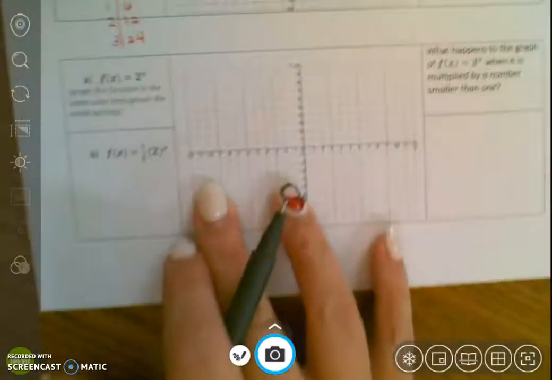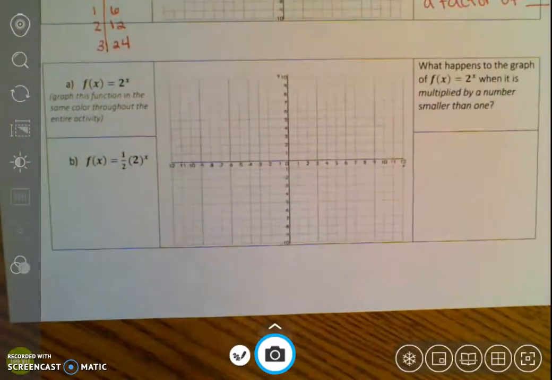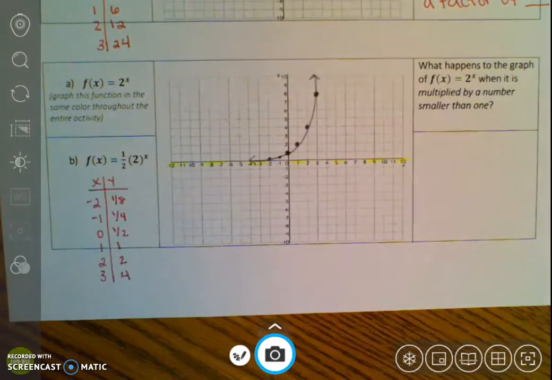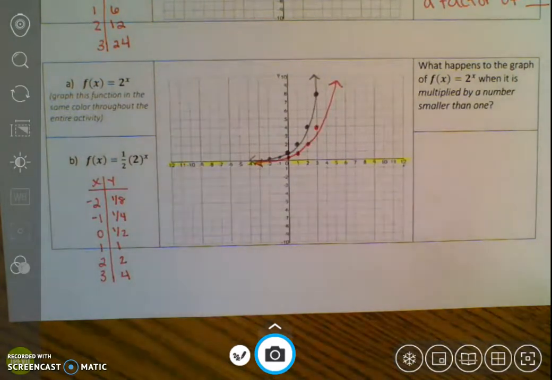Okay, our last function. Go ahead and graph the parent function and also make the table for B. I'm going to pause. So go ahead and check your table. I'm going to pause the video and I'm going to graph the points. So when you graph these points, your red line, or my red line, is now below the gray line.